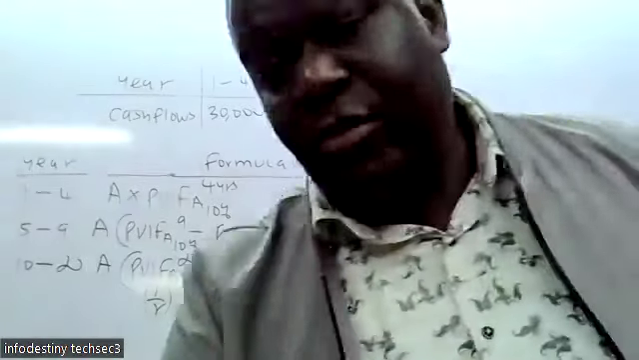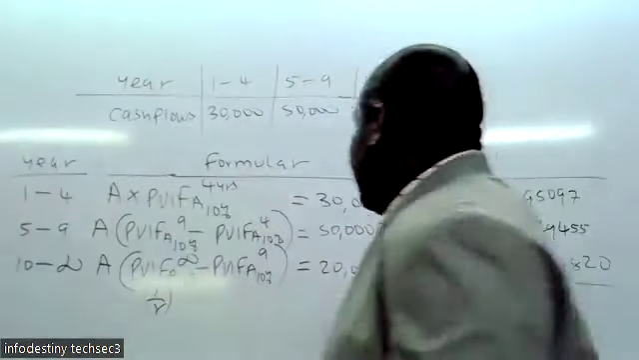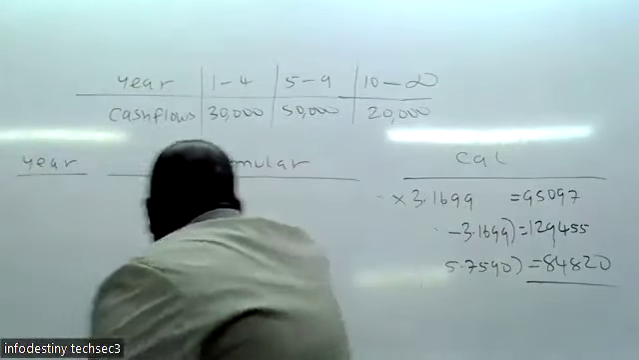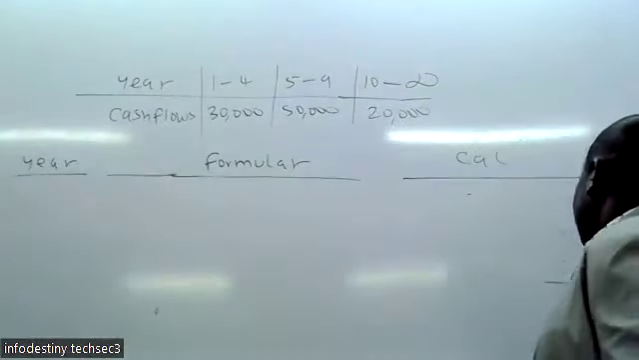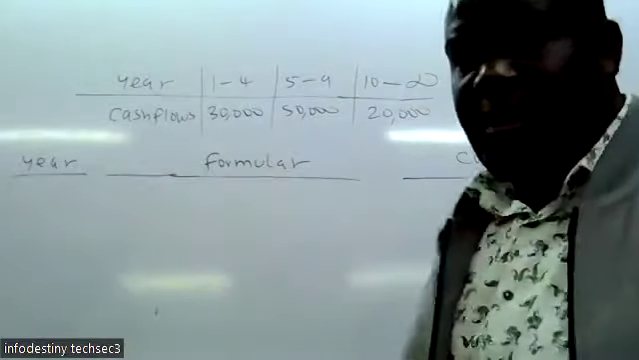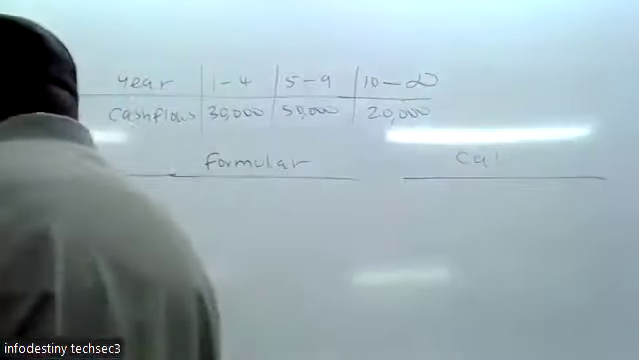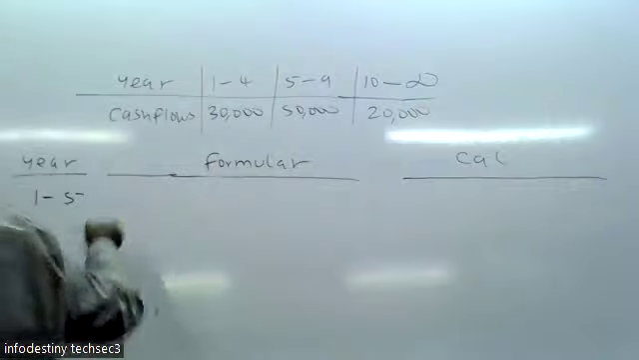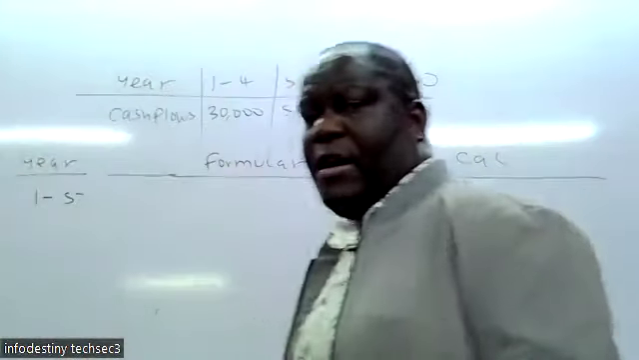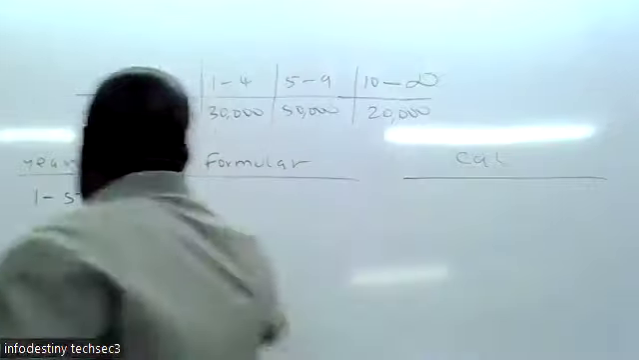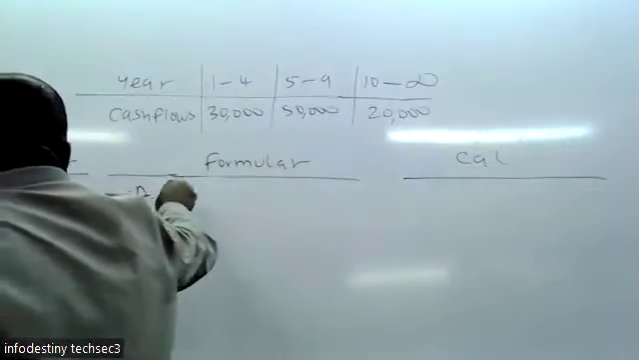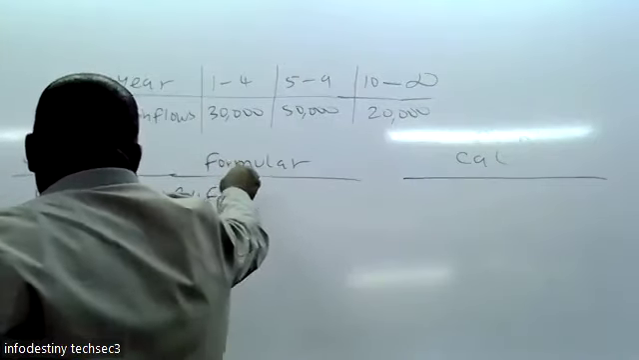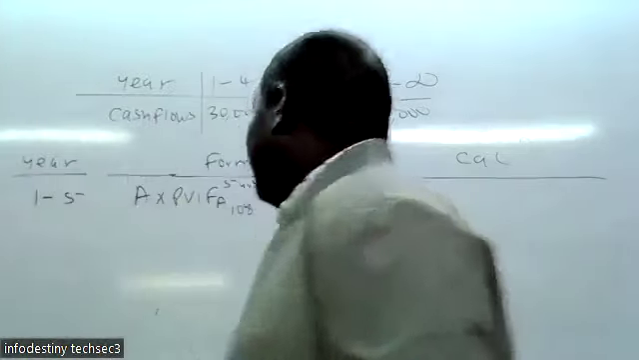So I would like us now to do that question. Let us now do this other question. We arrange it in this manner. So when you arrange it, there is year 1 up to year 5. Year 1 up to year 5, it will simply be the annuity multiplied by the present value interest factor for the annuity, 10% for 5 years.